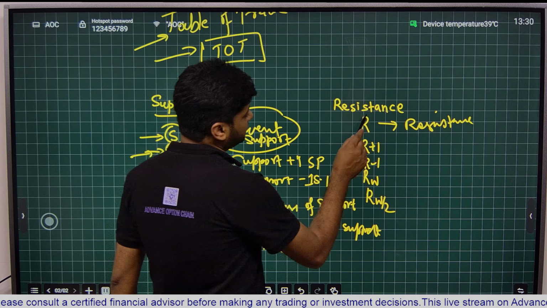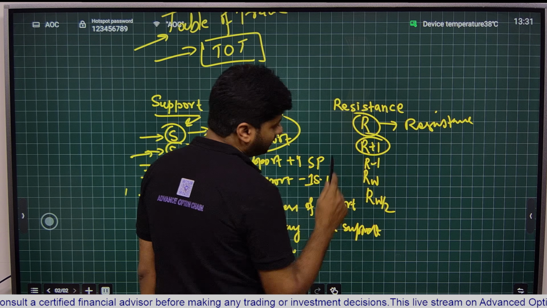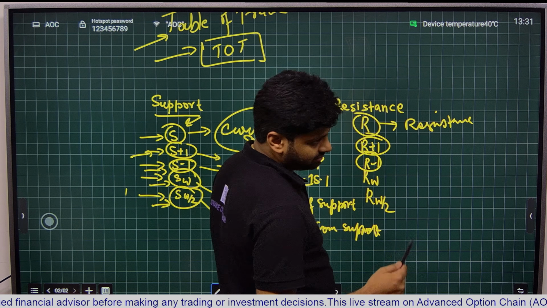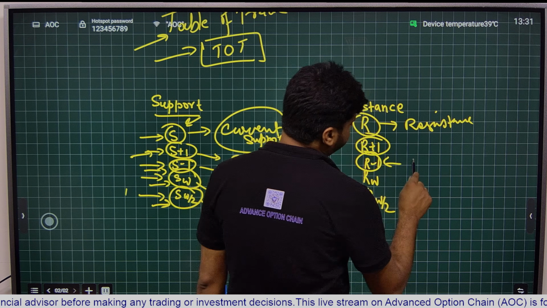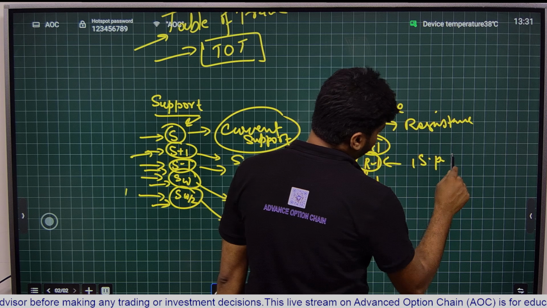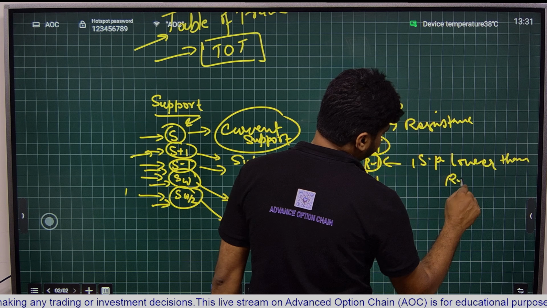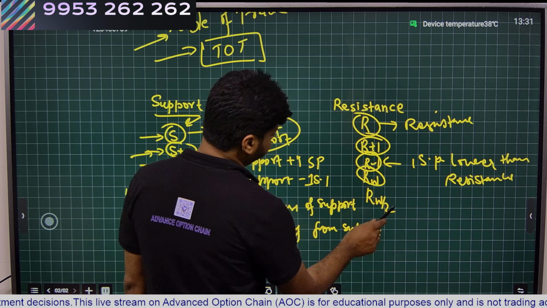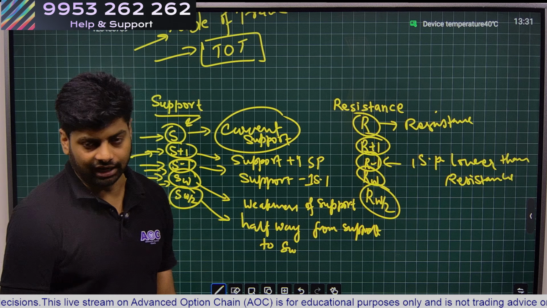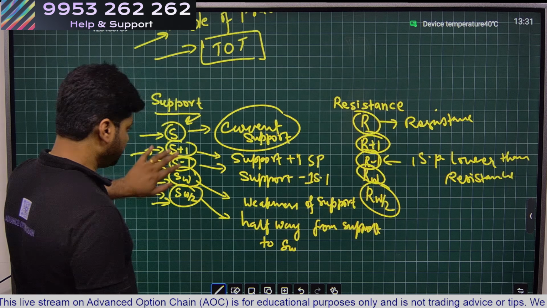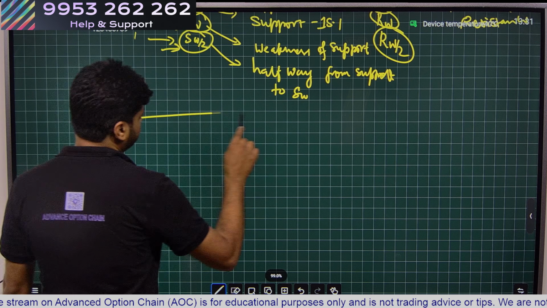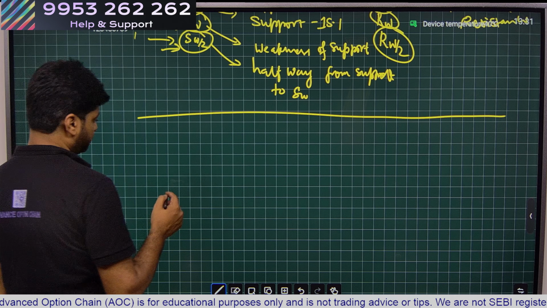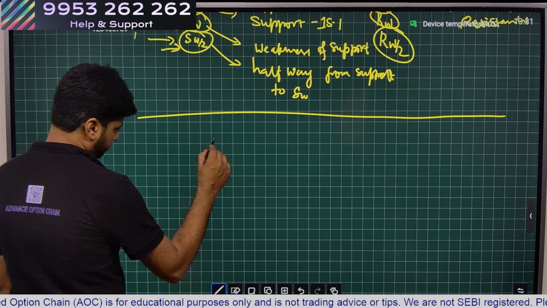Similarly, for resistance, R is resistance, R plus 1 is resistance plus 1 strike price, R minus 1 is resistance minus 1 strike price, that is one strike price lower than resistance. RW is the weakness of resistance. RW by 2 is halfway between R and RW. Now let's look at some examples to better understand. I'll show this in AOC as well on the live option chain or historical option chain.